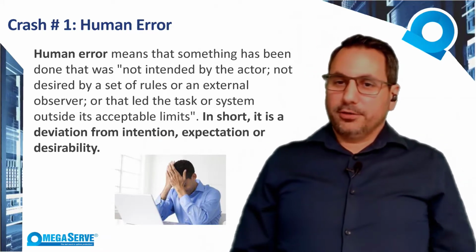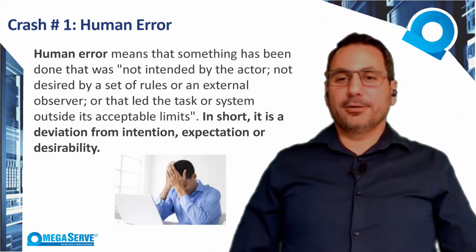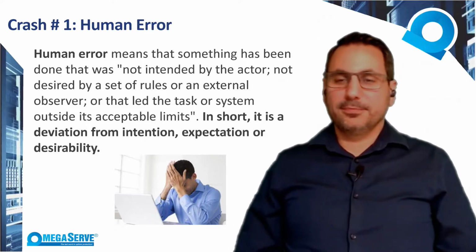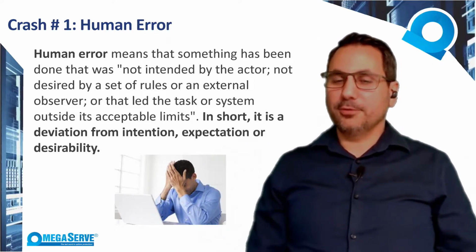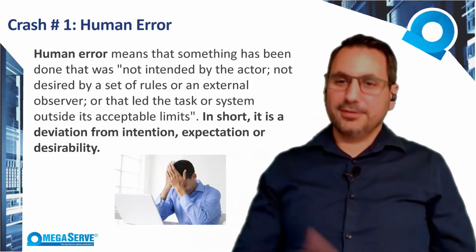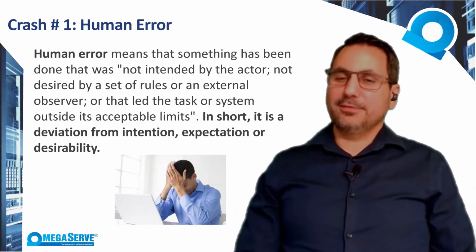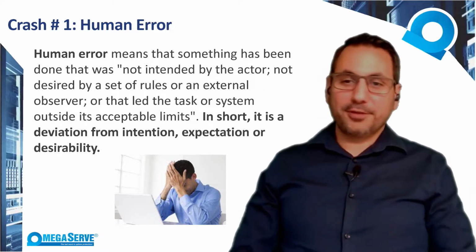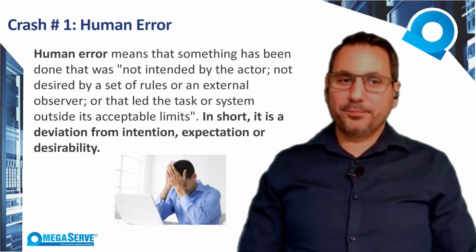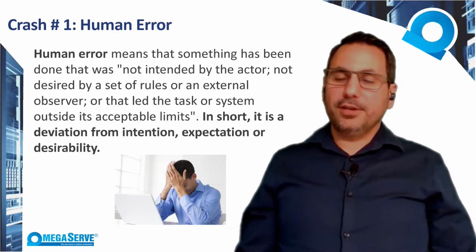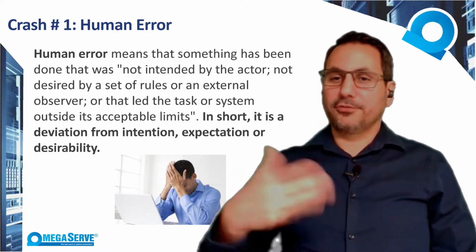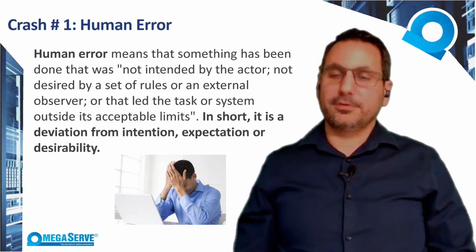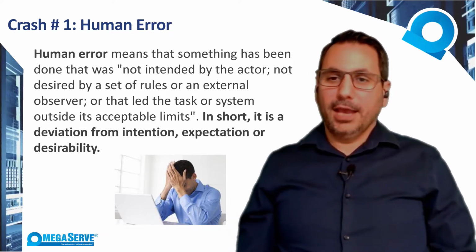Now, crash number 1, human error. What's a human error? Very simple. You perform action A, expect outcome B, but whoops, you get outcome C. And it's a very bad outcome. It's a crash your database outcome. In short, it's a deviation from your original intention or expectation or desire out of that particular task that you're doing. And we're human, right?